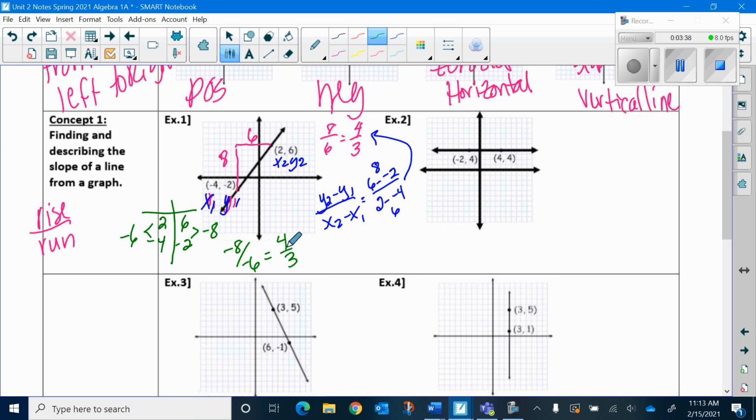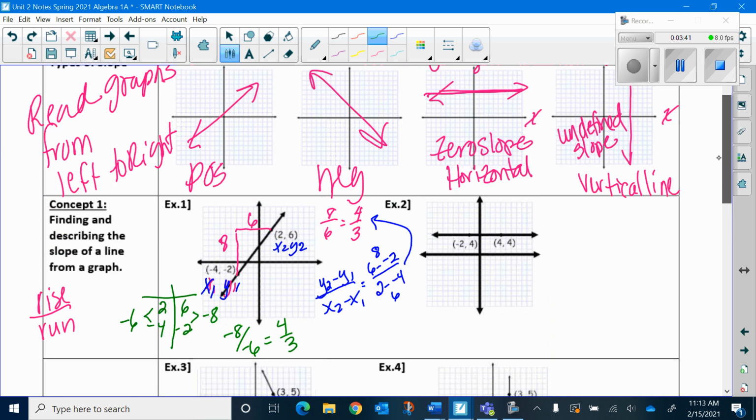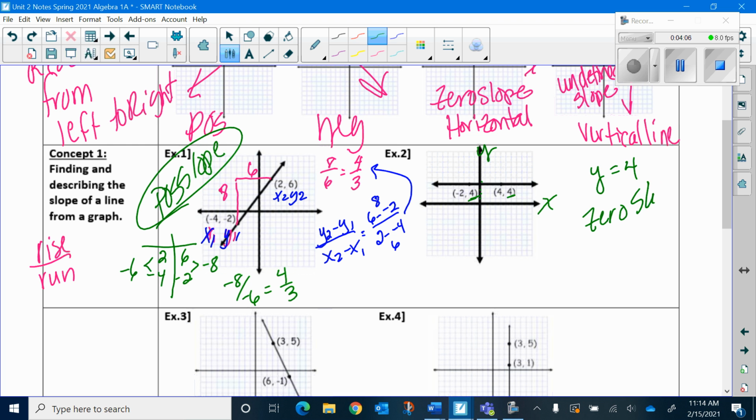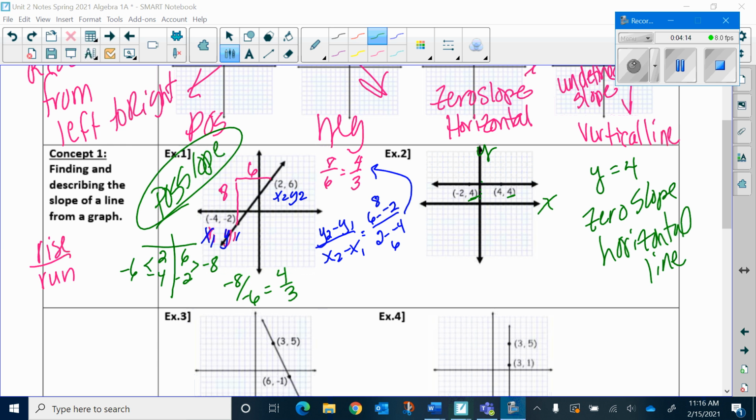Now example 2, this is a horizontal line. Hopefully you can look straight up above you. It's crossing the y-axis at 4, because the y values are both 4. So this is just going to be y equals 4. This is going to be a horizontal line, which is 0 slope. Horizontal line. All right.